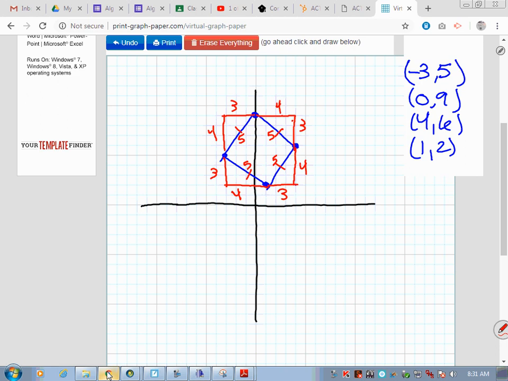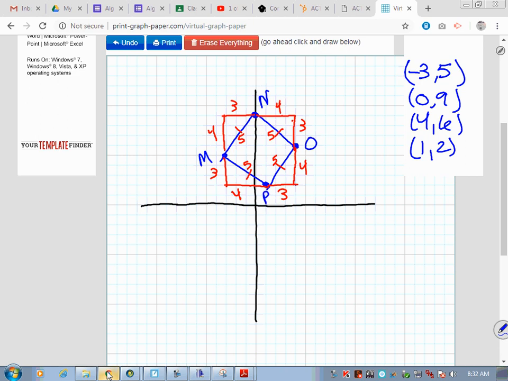Okay, so I can say that this is a rhombus because all 4 sides are congruent. I can also say that it is a parallelogram because opposite sides are congruent. So let's label these again. Negative 3, 5, this was M, N, O, P.